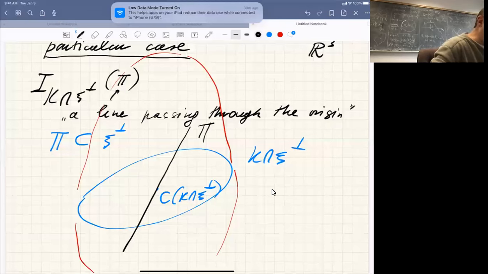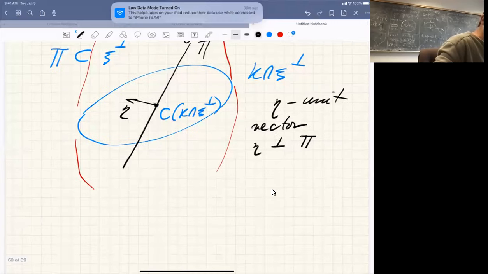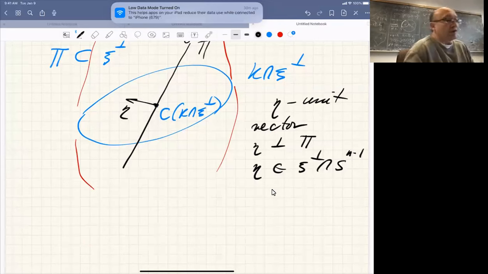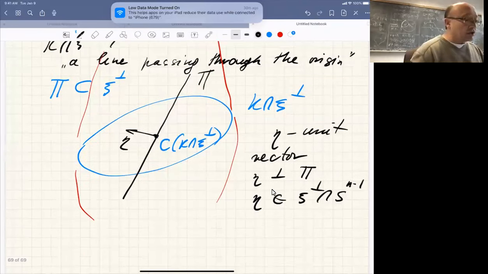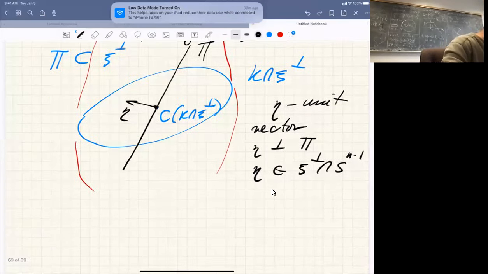And I have this pi passing through the center of mass. And I have also the vector eta. The eta is the unit vector. Eta should be orthogonal to pi, and eta should live in psi perp intersection S^(n-1). So meaning we have just 1 degree of freedom. Pi is n-2 dimensional, psi perp is n-1 dimensional. Eta is a unique vector up to a sign. Okay, very good.